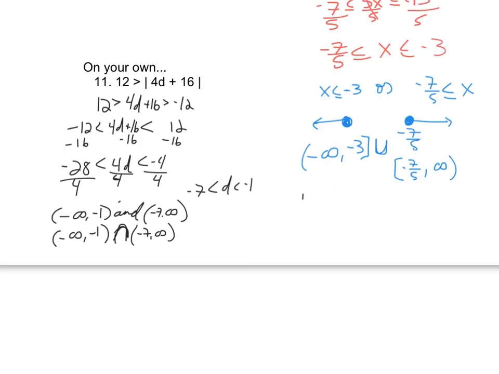All right, ladies and gentlemen, hopefully you actually paused the video and tried number 11. You should have gotten that negative infinity to negative 1 is an intersection with negative 7 to infinity. And that's kind of how you do that one. I did a little trick on this one where I've got my entire inequality and then I flipped it all over right there. So if you're wondering what in the world Mr. Bear did, I did that for my own sanity.